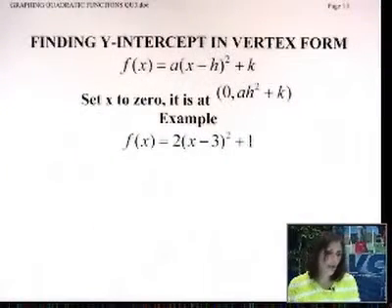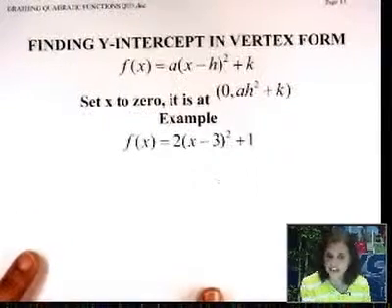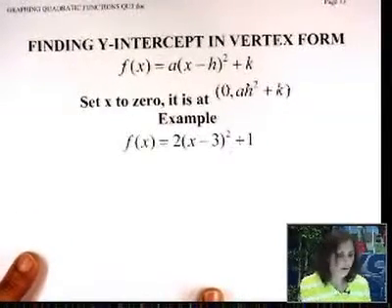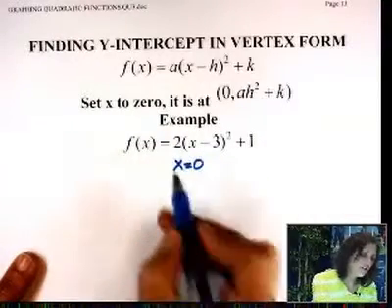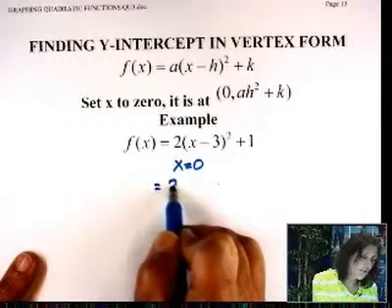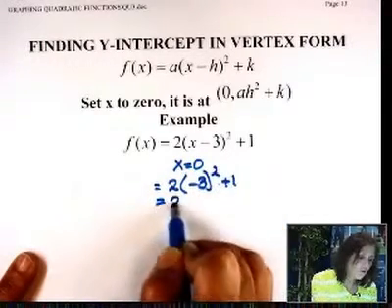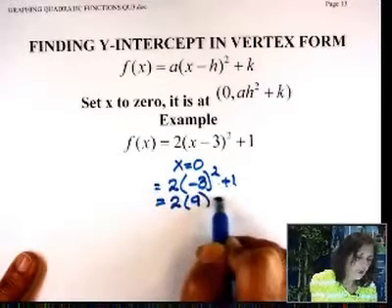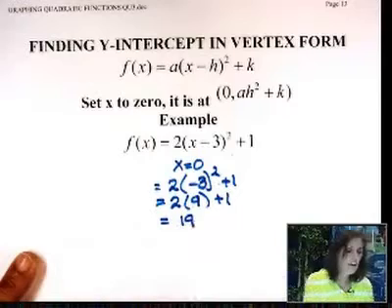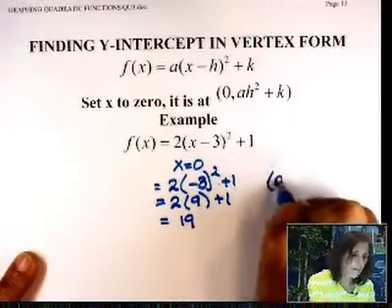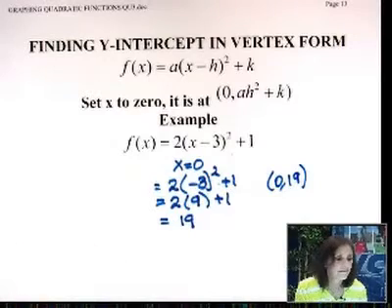How am I going to find the y-intercept when I'm given the vertex form? It's the same thing. You're going to plug in x equals 0. So let's go do that. 2 times negative 3 squared plus 1. Negative 3 squared, that's 9. 2 times 9 is 18, plus 1, 19. Where's my y-intercept? My y-intercept is 0, 19.